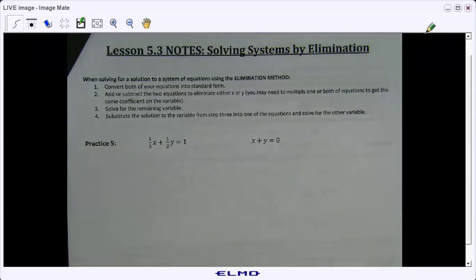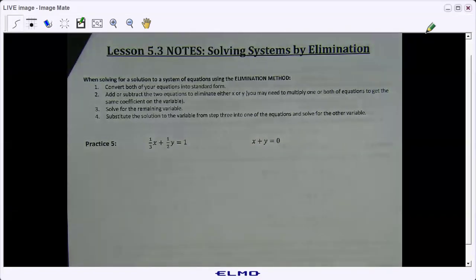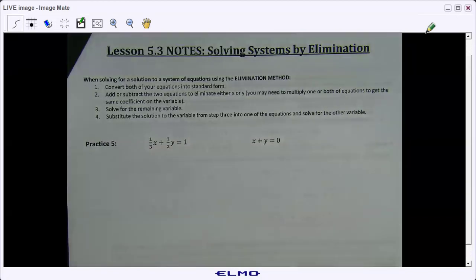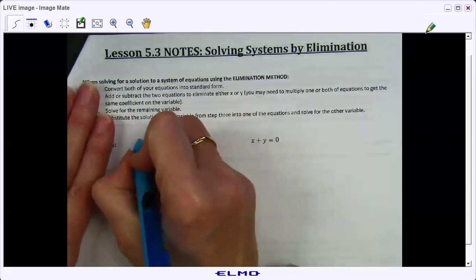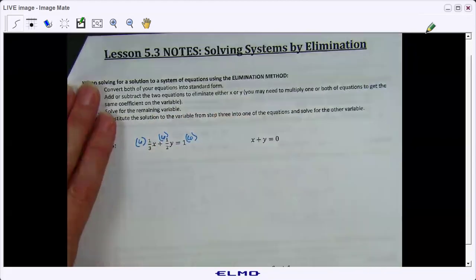Hey, I heard some oohs and ahs over this one because there are fractions. So listen, we're going to clear the fractions. That's what we're going to do, and then we're going to solve it like normal. Then this has a 0, but the 0 doesn't mean anything. You're just going to combine like terms, right? So if it's 0 plus something or 0 minus something, you just combine them. So what is the least common multiple of 3 and 2? 6. So I'm going to multiply each of these by 6. Okay, that's all we're going to do.